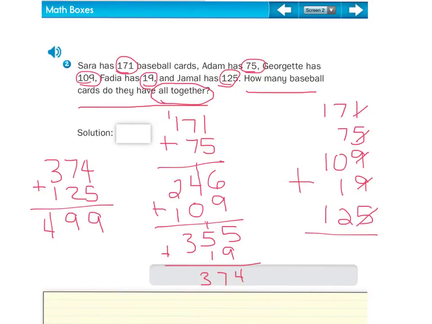So 499. But my answer is not just 499. If you wrote that, I would take some points off, because 499 what? Marshmallows, candy bars, dollars. I need to know what unit goes along with that. So you're going to need to make sure that you write 499 baseball cards as your answer.